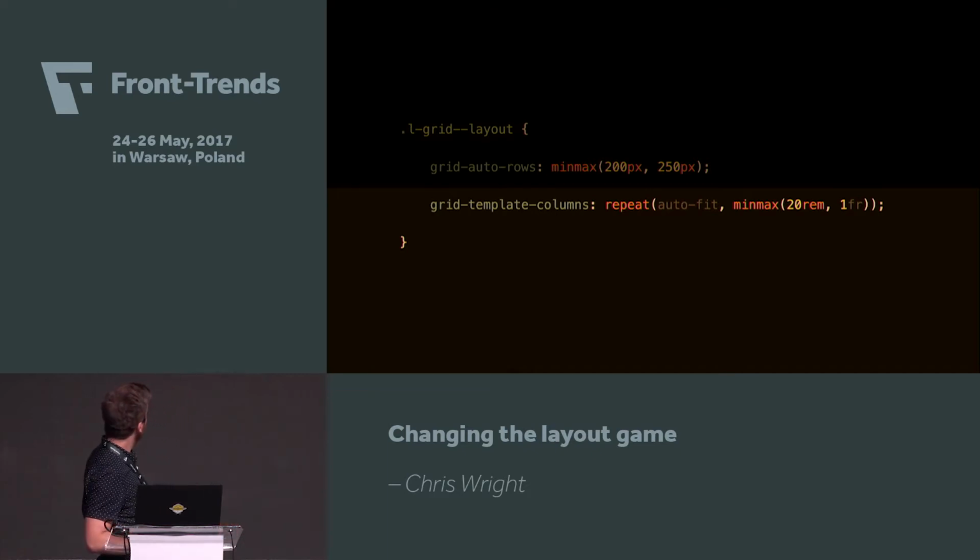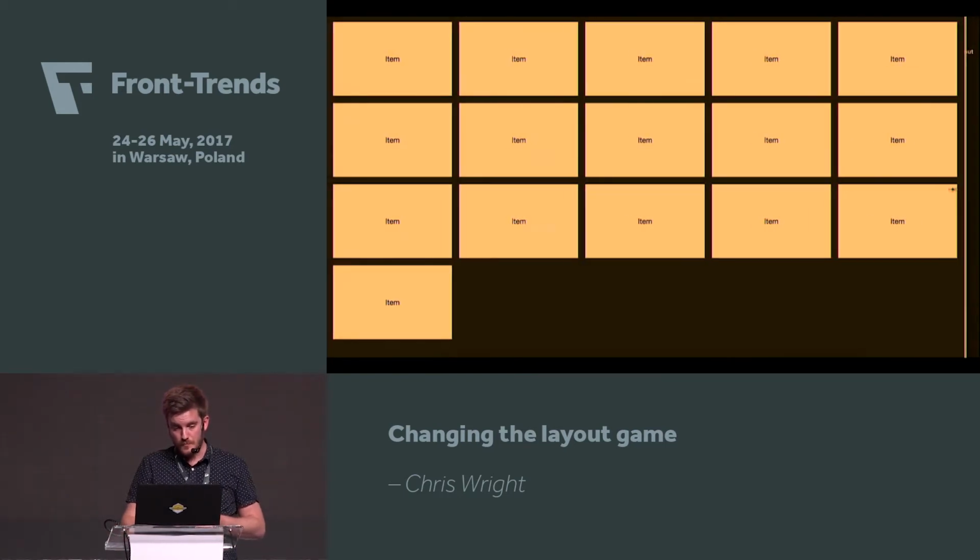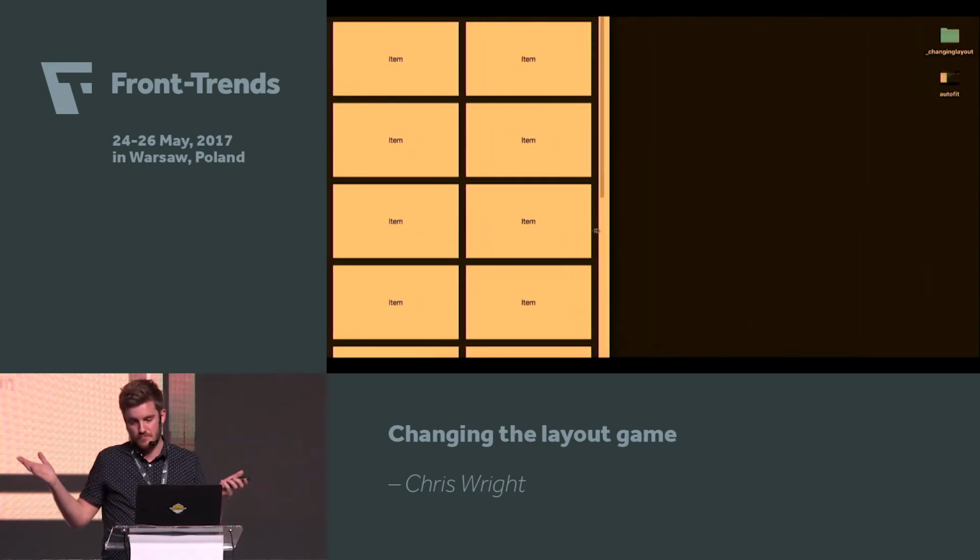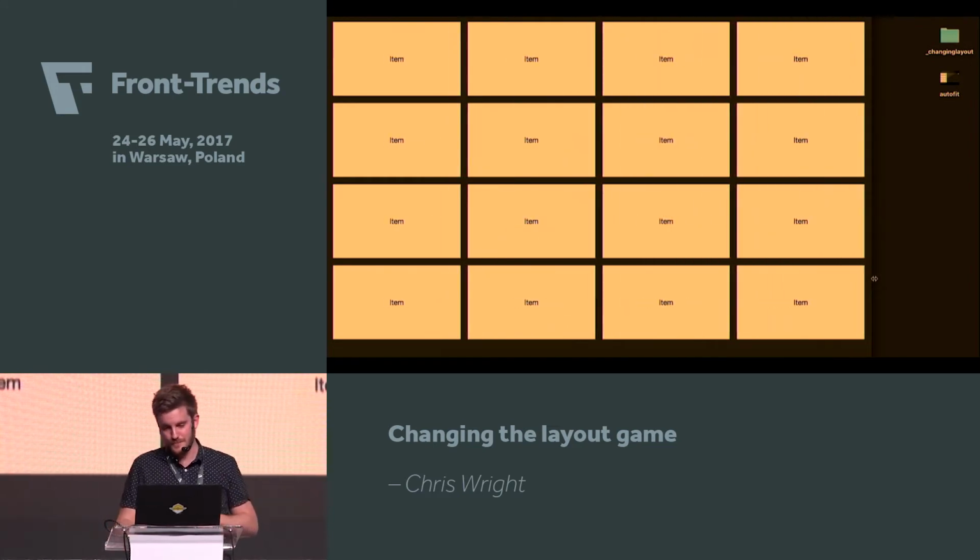I was just checking that you could see the autofit keyword there. If you can't, because of contrast, there's an autofit keyword there after the repeat. For those columns, we're using a keyword called autofit. Autofit will try to fit as many columns on a row as it can. And so it's responsive by default, essentially.